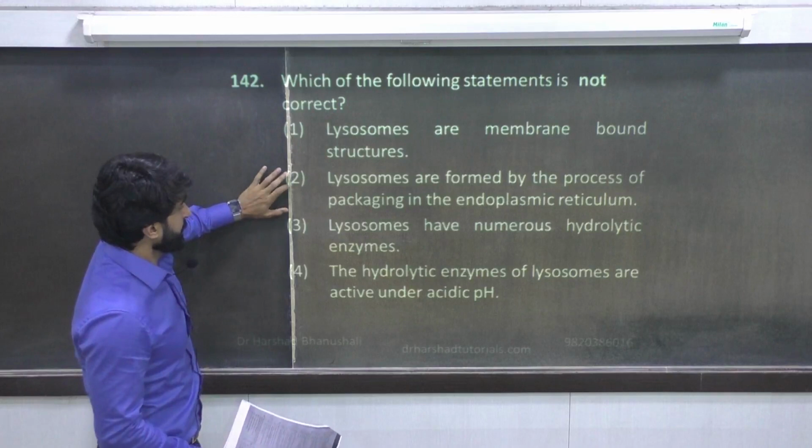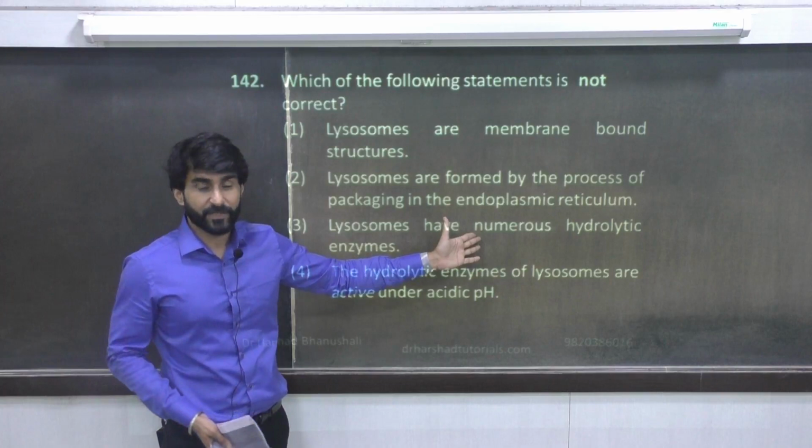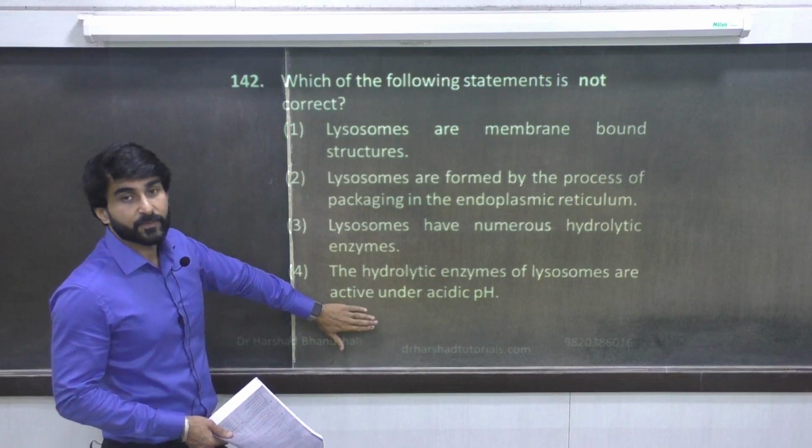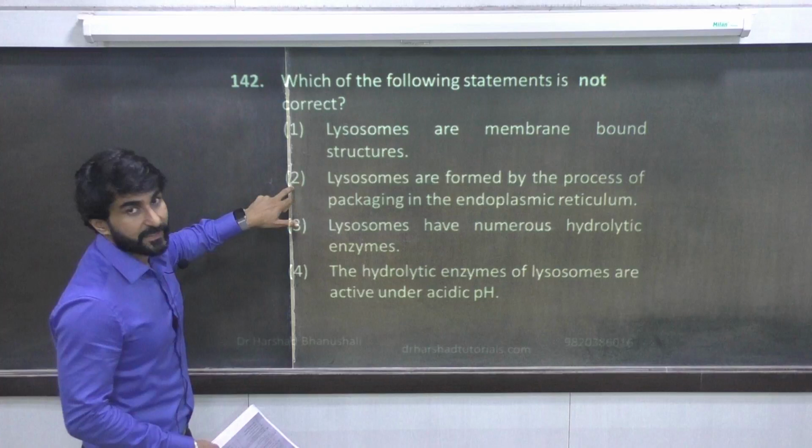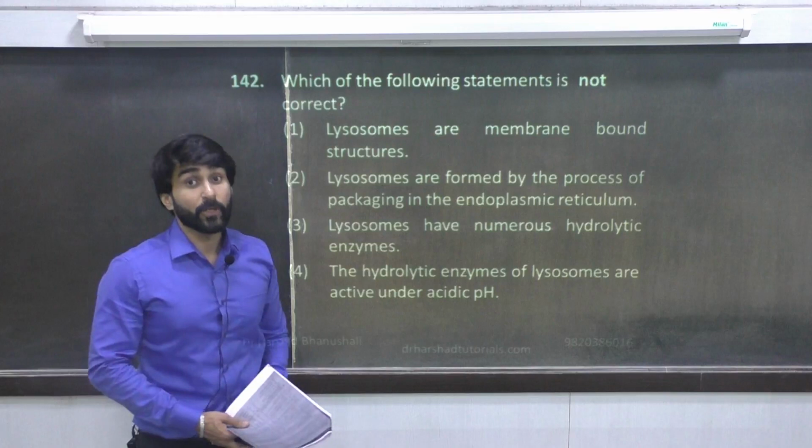The other three statements are correct. There are around 40 different types of hydrolytic enzymes, and they are normally inactive. They become active when the pH is acidic. So this statement is correct. Statement 2 is our answer because it's an incorrect statement. You should have Golgi complex, not endoplasmic reticulum. So for 142, our answer would be option number 2.